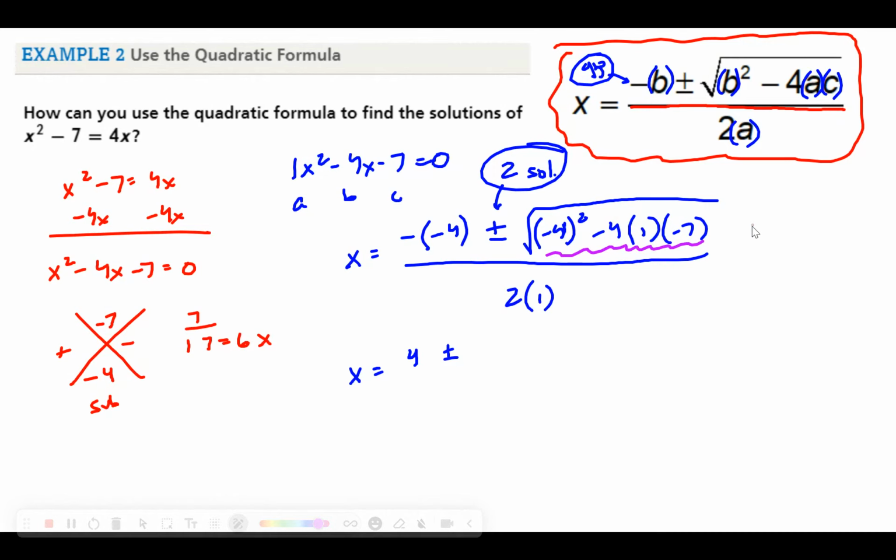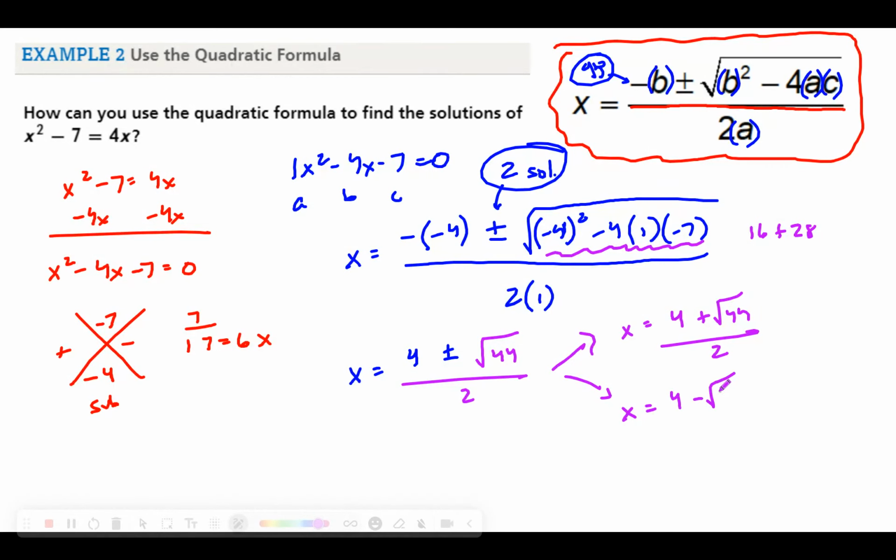This is 16 plus 28. But again, a calculator can do it for you. That's 44. So that's inside the square root, 44. And that's all over 2, because 2 times 1 is 2. And now you're going to get two solutions. x equals 4 plus the square root of 44, all divided by 2. And x equals 4 minus the square root of 44, all divided by 2.